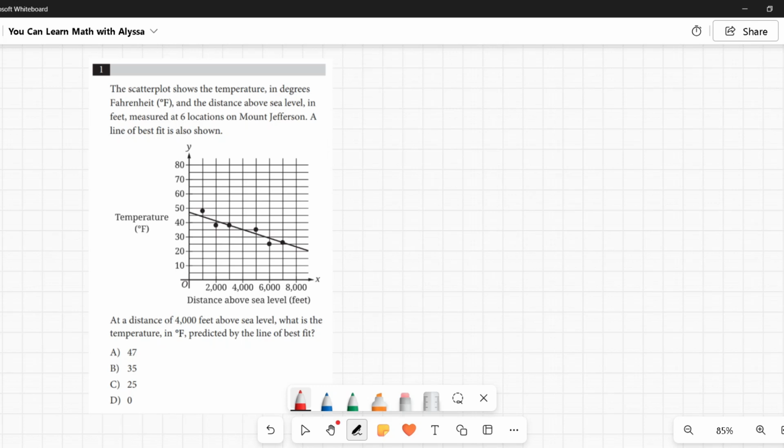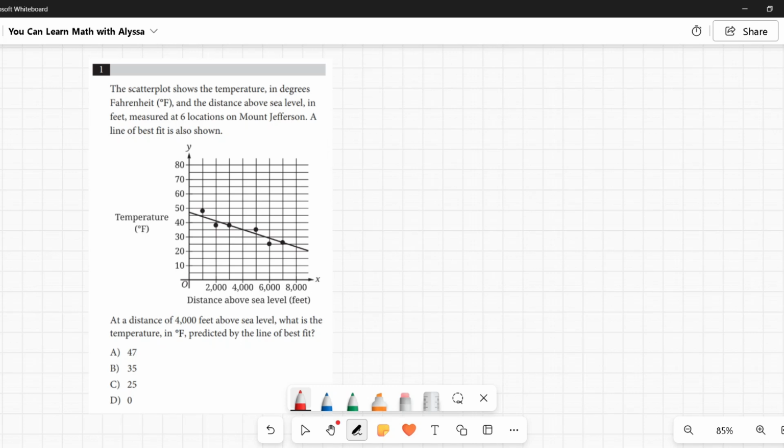So without further ado, let's get started. Here's number 1. The scatter plot shows the temperature in degrees Fahrenheit and the distance above sea level in feet measured at 6 locations on Mount Jefferson. A line of best fit is also shown. At a distance of 4,000 feet above sea level, what is the temperature in degrees Fahrenheit predicted by the line of best fit?